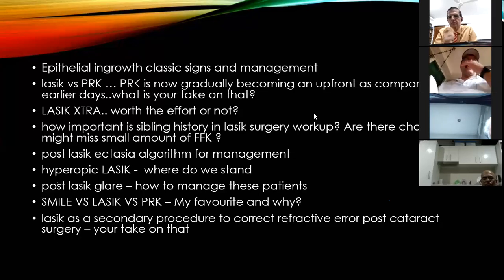I'm seeing a question here. I use mitomycin C for all my cases. Berger, how much time? 20 seconds. Not more. It doesn't depend on the refractive error. I've been doing 20 seconds blindly.